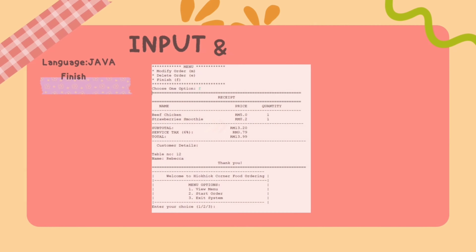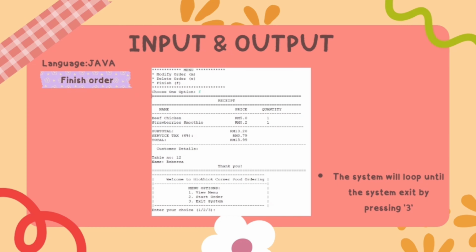The last output is for finish order. Once the customer has made a solid decision, the customer can enter F to finish. Then, the receipt will be shown with the order name, price, quantity, along with the total price. The system will loop until the system exits by pressing 3.